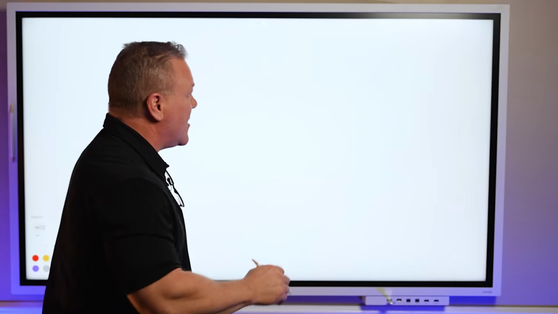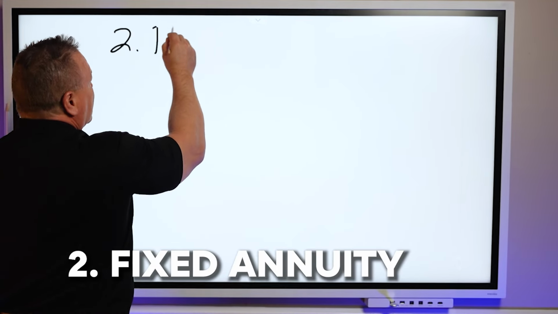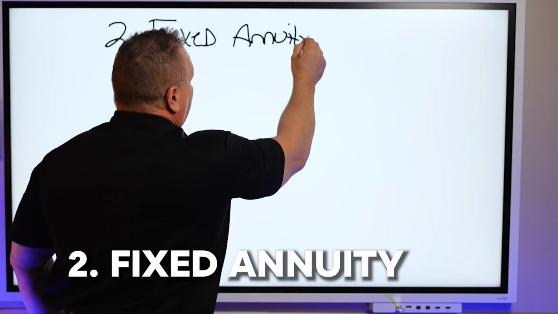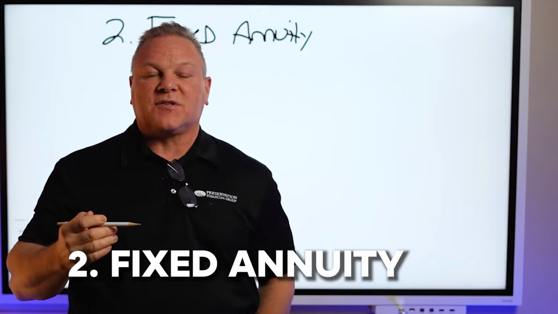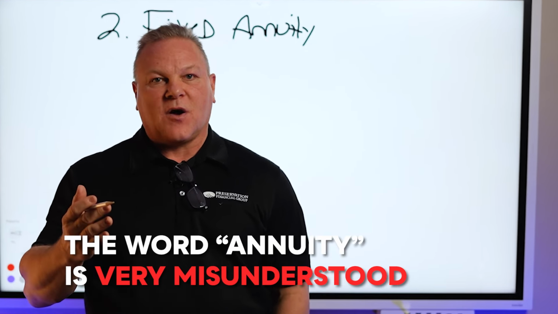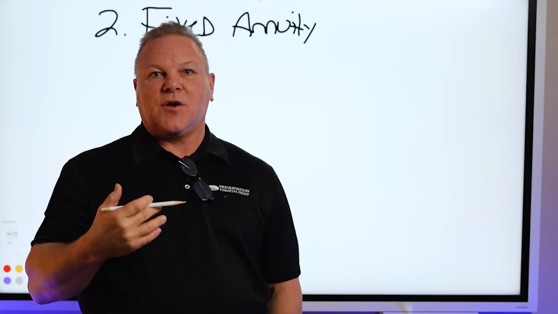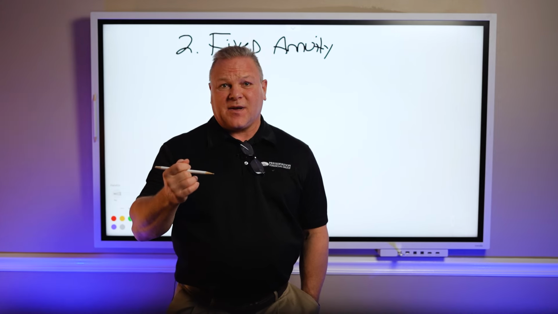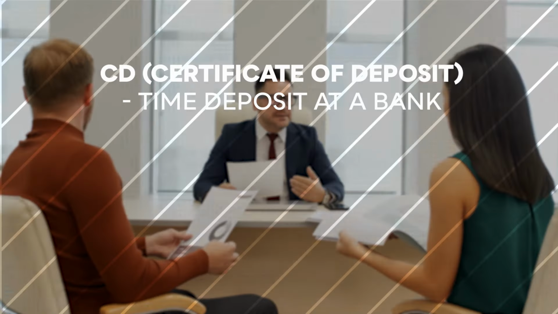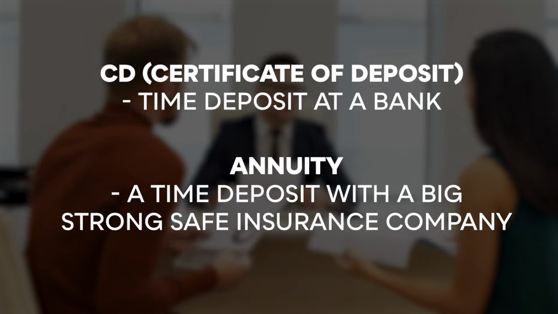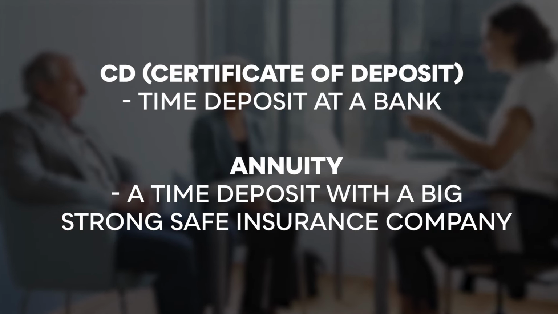So the second kind of annuity we're going to cover here is just what's called a fixed annuity, okay? And I'll tell you from my 37 years of experience, the word annuity is very misunderstood because people don't necessarily take these as annuity income. As a matter of fact, that's not even done very much as it used to be. It's still done, but it's not done all the time. So, you know, a CD is a time deposit at a bank. An annuity is a time deposit with a big, strong, safe insurance company.